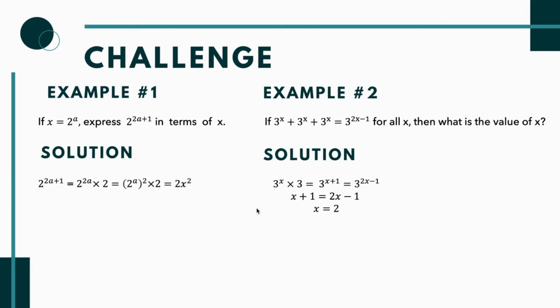For the second example, we know that 3 to the power of x plus 3 to the power of x plus 3 to the power of x is equal to 3 times 3 to the power of x. Using the product rule like we did for example 1, we can say that's equal to 3 to the power of x plus 1. And if two exponential expressions have the same base and are equal to each other, then their exponents must have the same value as well. Here the base for both expressions is 3, and the expressions are equal to each other. Then we can say that x plus 1 is equal to 2x minus 1, and this turns into a simple algebra problem that yields the answer of x equals 2.